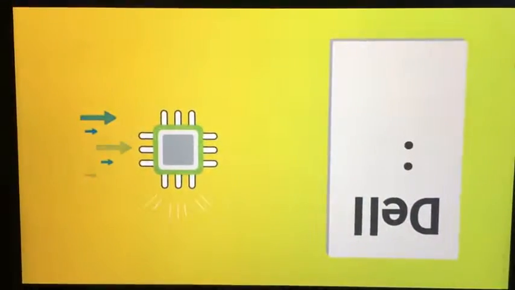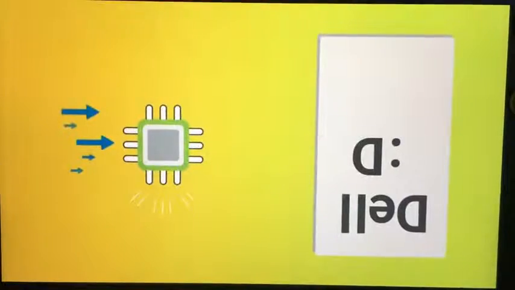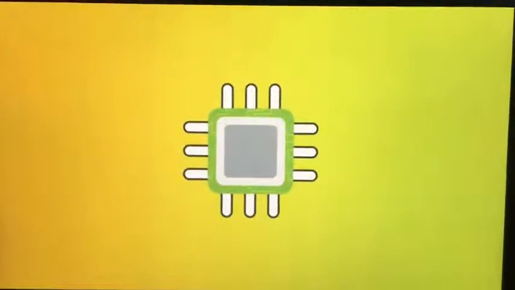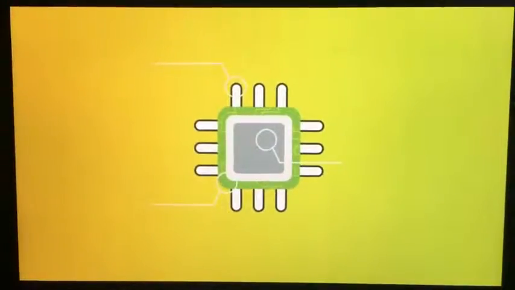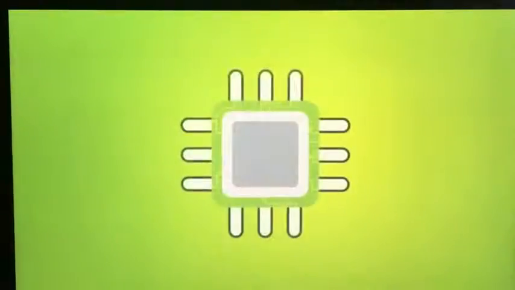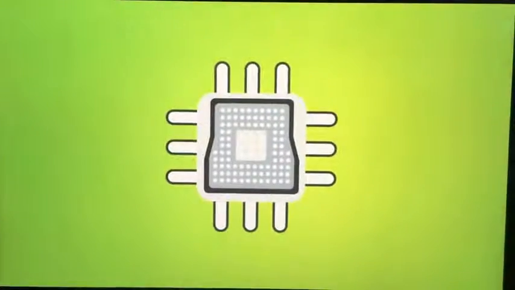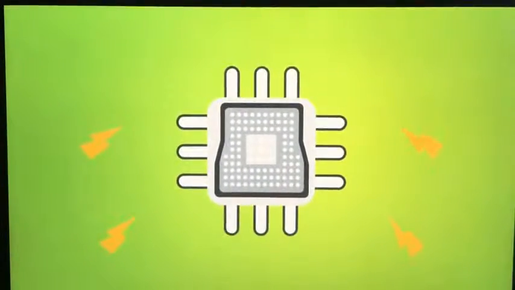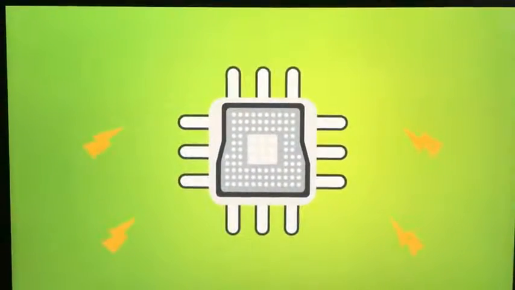There are other types of processors too, which may be installed on your system, but every processor contains several important features. Here are the main ones. The socket. The socket is a type of physical connection between the processor and the motherboard, and it is responsible for transmitting energy to the processor.